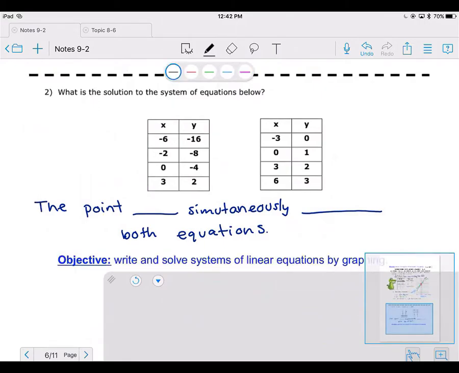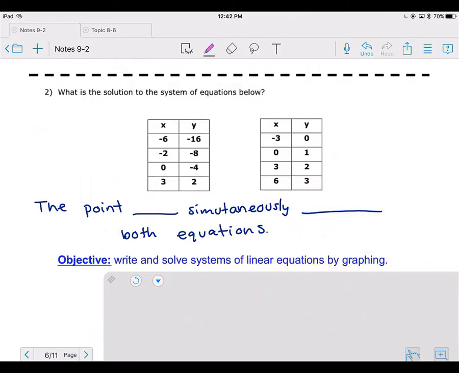Problem 2 asks us for the solution to the system of equations below. So we are looking at two graphs here. Again, I can put these in stat edit, but before I do that, I'm going to check and see if any of my x's line up with y's on the other table. So here I have an x of -6, but I don't have any of those. -2, but I don't have that. 0 I have on both tables, but my y's are not the same. Here it's -4, here it's 1. 3 is 2, and 3 is 2. So without having to use stat edit, we have a solution.